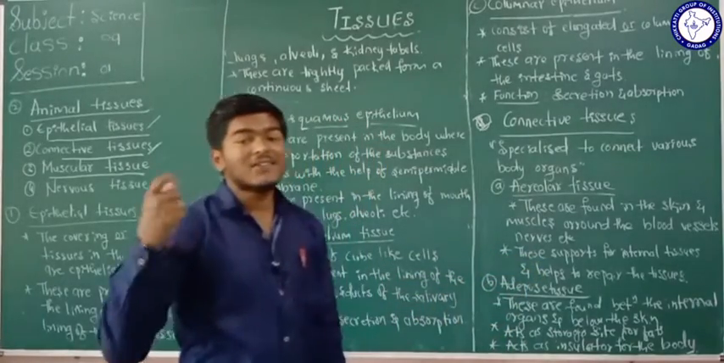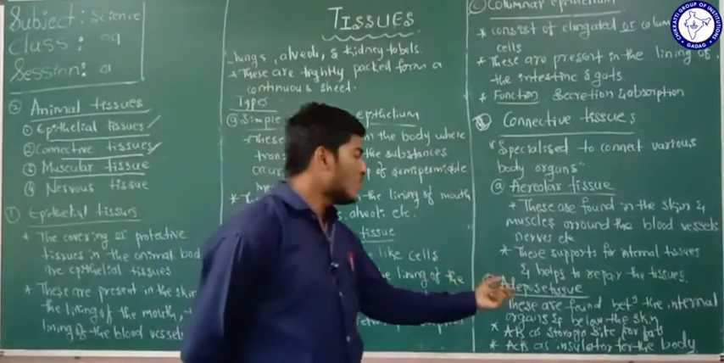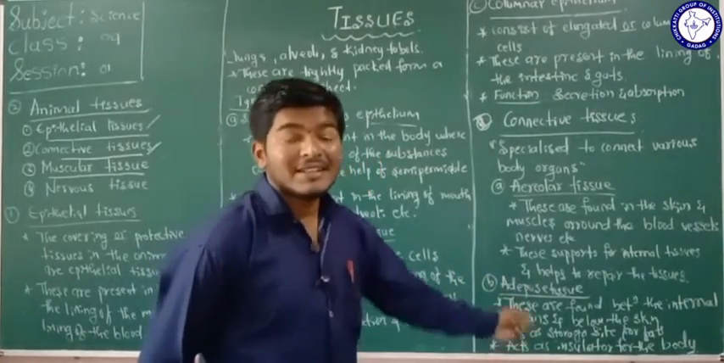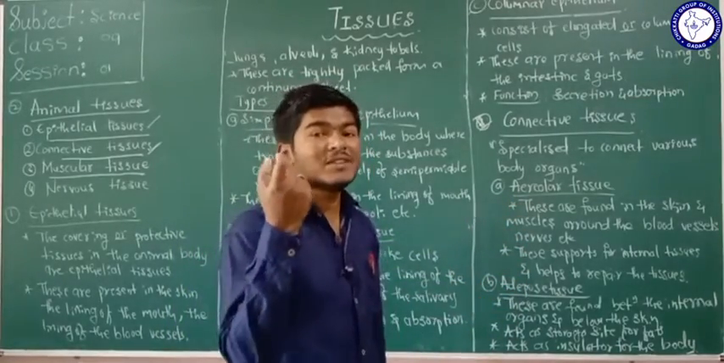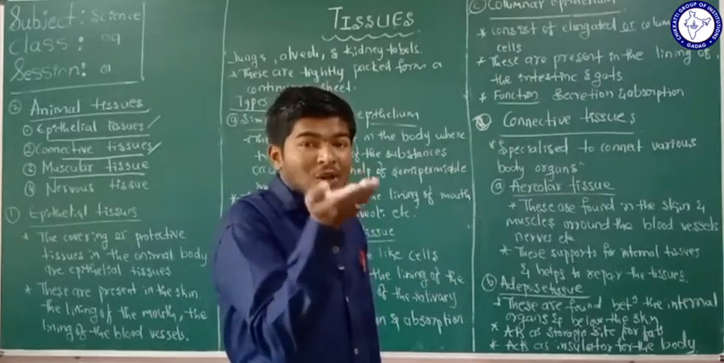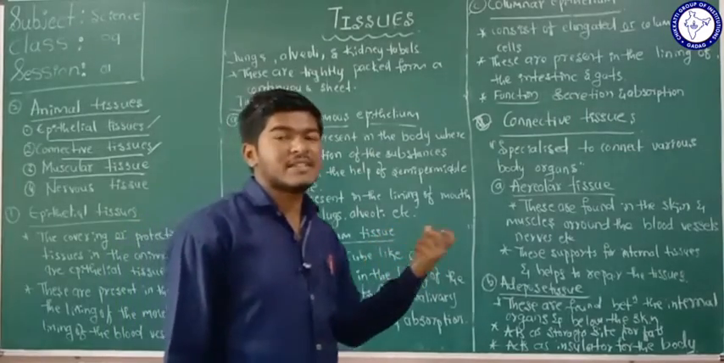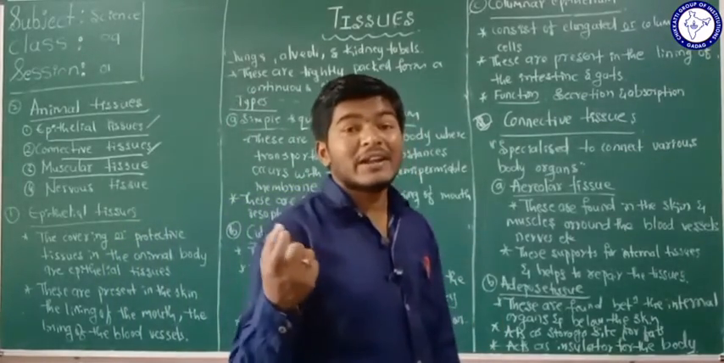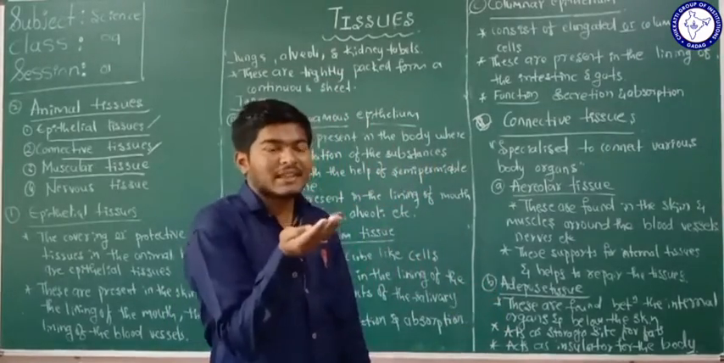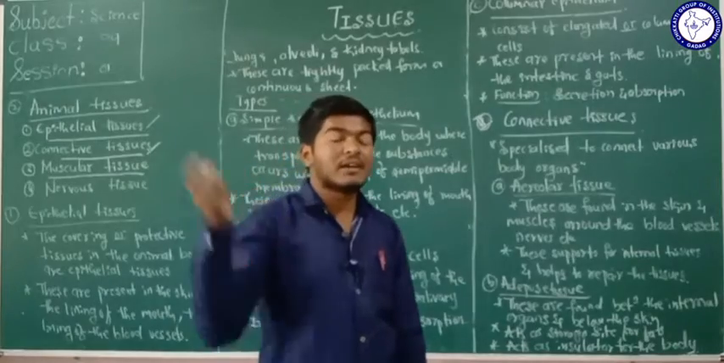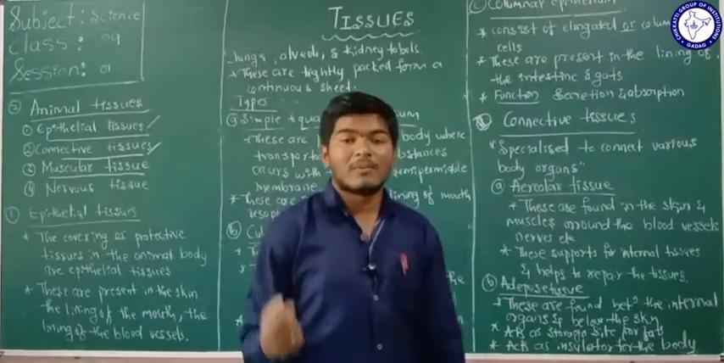And what is the function of these adipose tissues? These act as a storage site for fats. A large amount of fat will be deposited below the skin, and this also acts as an insulator for the body. As the fat is stored below the skin, it acts as an insulator, therefore these adipose tissues act as an insulator for our body.